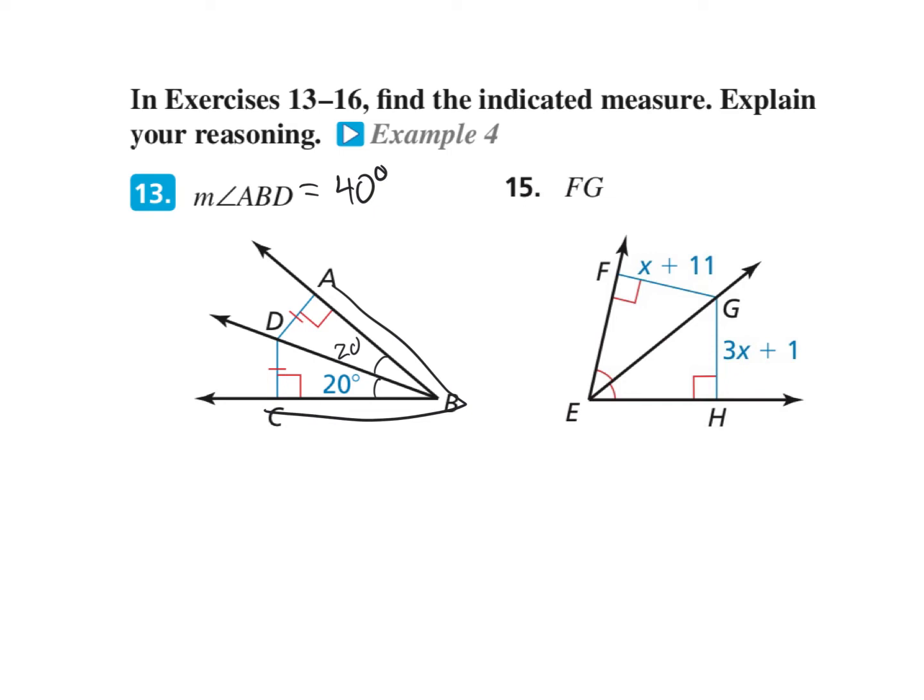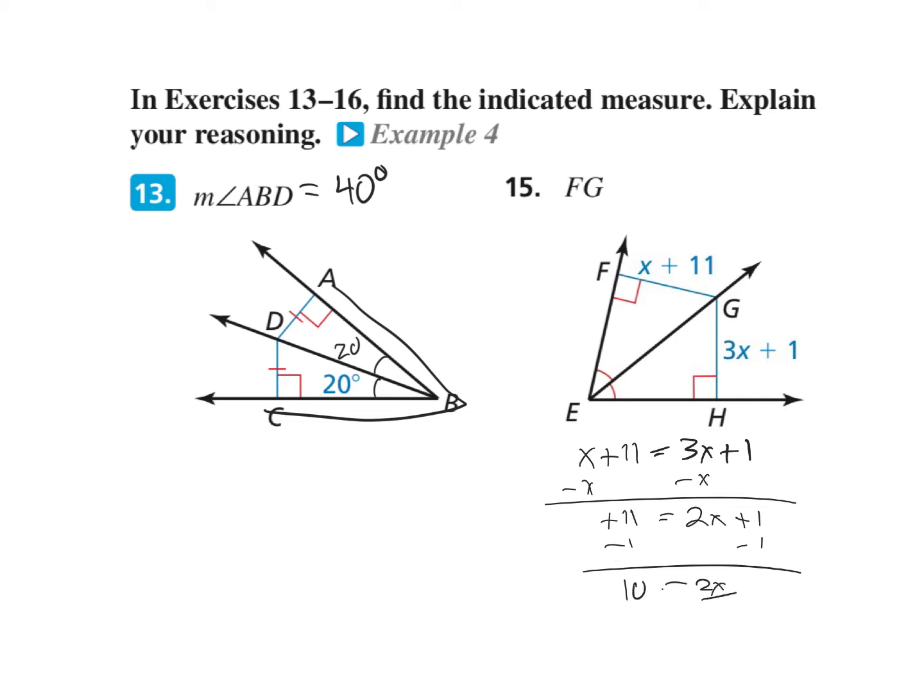Number 15, FG. We want FG now. So we have perpendicular and we have angles that are the same. So this must be an angle bisector, which means x plus 11, FG, is equal to GH, 3x plus 1. So you have to set them equal to each other. X plus 11 equals 3x plus 1. And now just do algebra. I'm going to subtract to the right just because I like to have a positive x when I'm working. Don't have to. And then subtract 1, and we get 2x equals 10. Divide off the 2, and x equals 5.